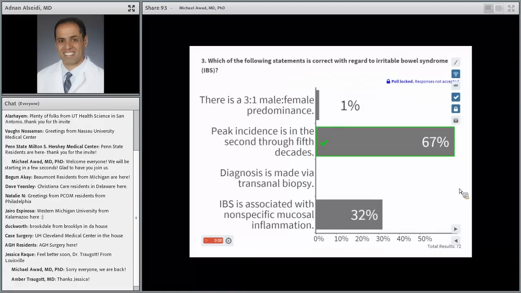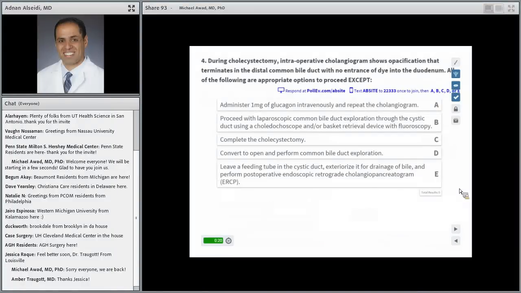Okay, again, most of you got it correctly. It is B. Peak incidence is between the 2nd to 5th decade. A is incorrect because it's about a 2 to 1 predominance. C, there's no biopsy for IBS. And D, with respect to inflammation, same thing. It's incorrect in the sense that no single test really diagnoses IBS. It's more a diagnosis of the presence of nonspecific symptoms in the absence of organic or biopsyable disease. So the answer here is B.